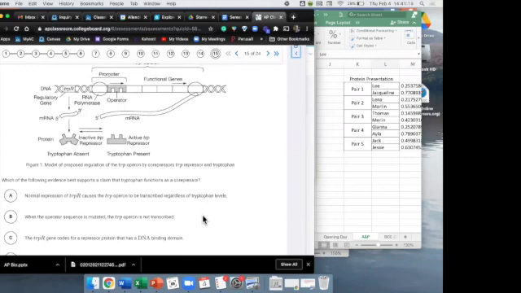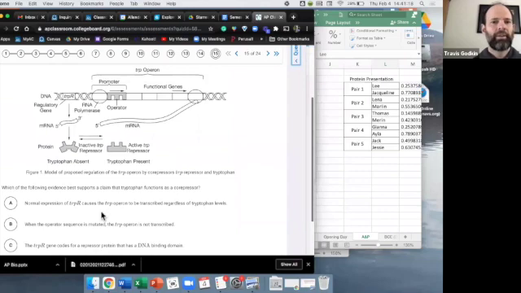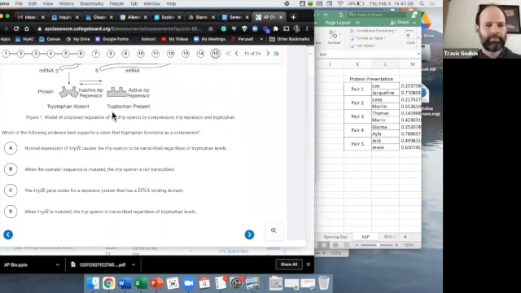Actually, I misread it. This says if the operator sequence is mutated, the TRP operon is not transcribed. That's basically saying if this is broken, this would not be transcribed. But we know that this is an off switch, so if it was mutated, you wouldn't be able to turn off the operon. Yeah, that's what we said. It's B. Okay, then what's wrong with D?